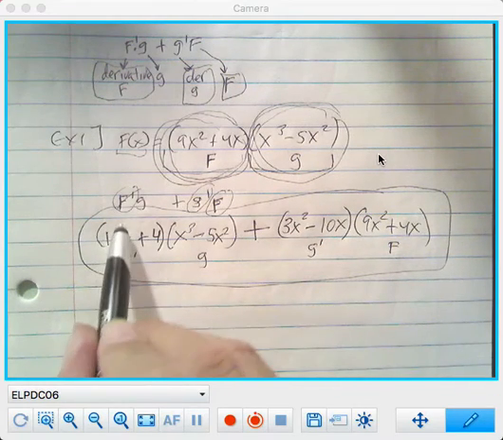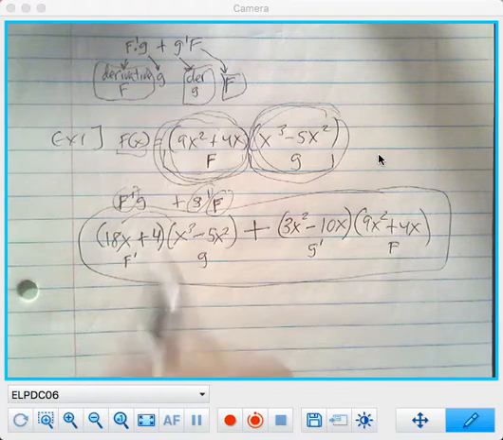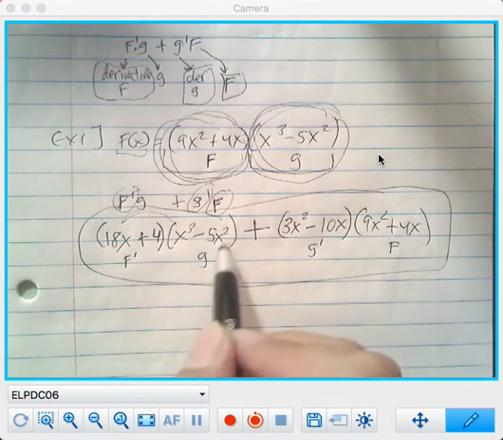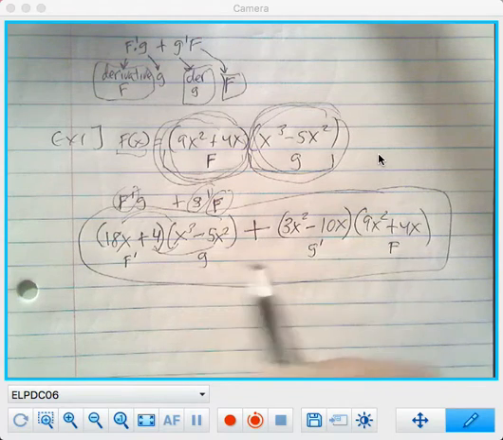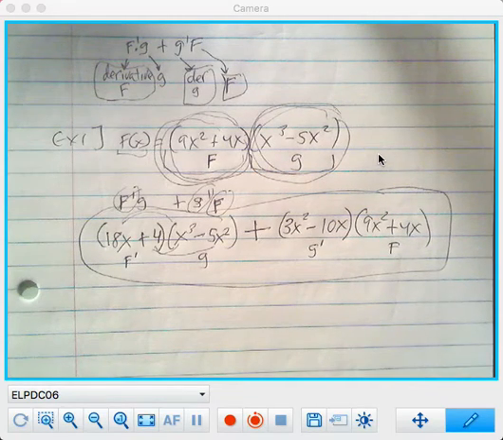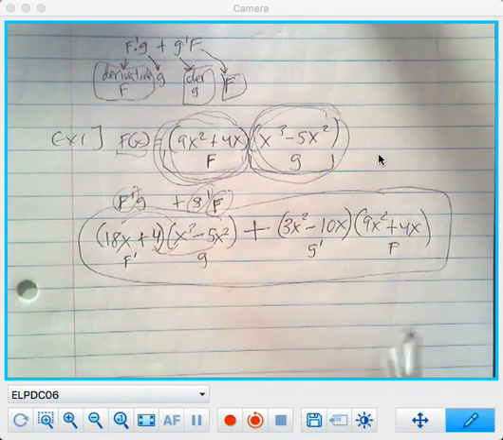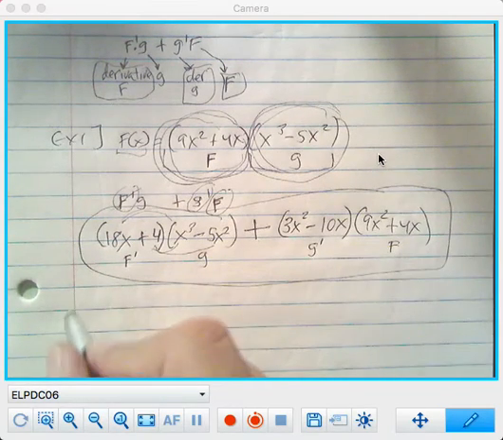You will multiply 18x times x cubed, and then 18x times 5x squared, and then 4 times x cubed, and then 4 times negative 5x squared, and so on. But we don't have time to do that. You guys already know how to distribute. Okay, let's go with example 2.